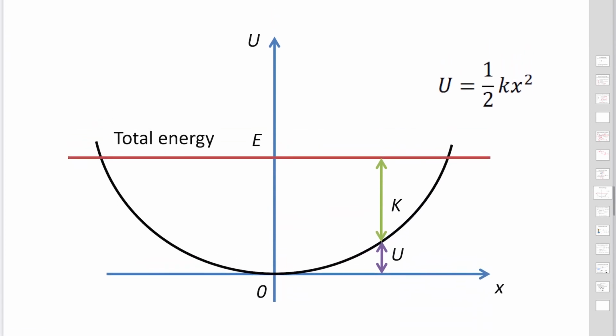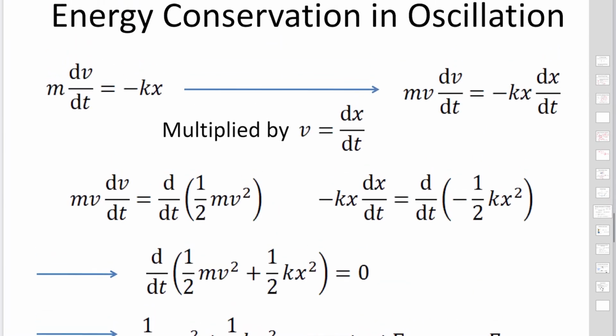Okay, so if you draw the curve of the potential energy, U is a parabola, 1/2 kx squared. We could draw this type of curve. Then again, we can start with the equation of motion to find the potential energy of the spring. ma = F, and F is -kx.